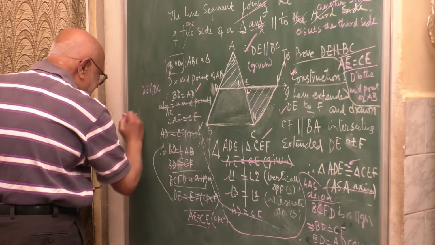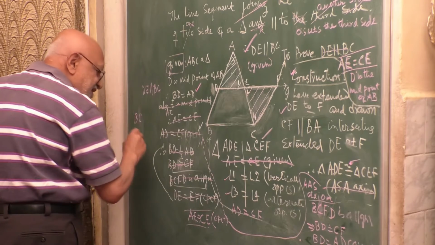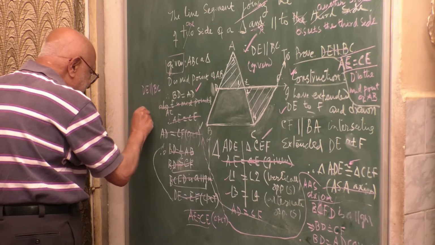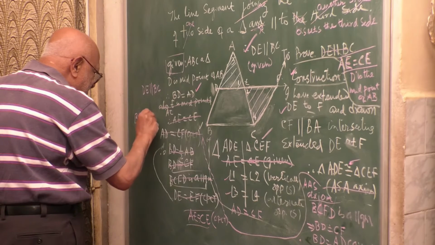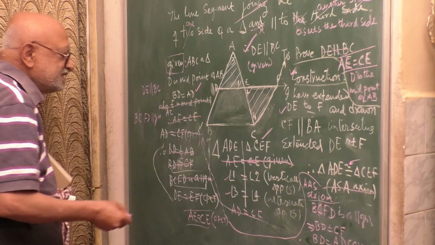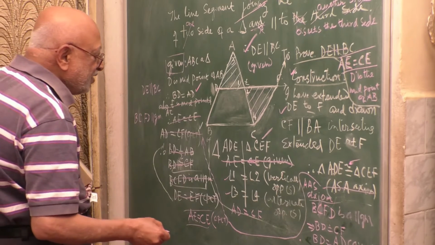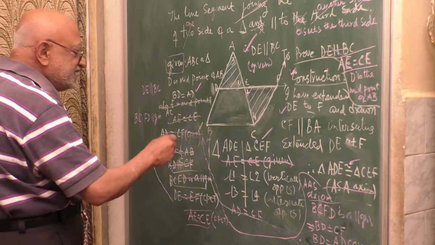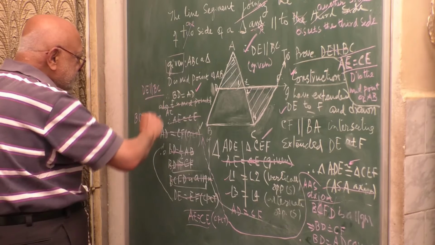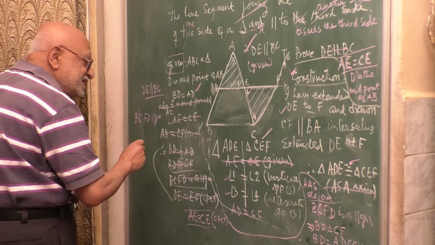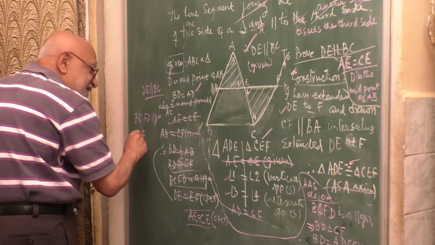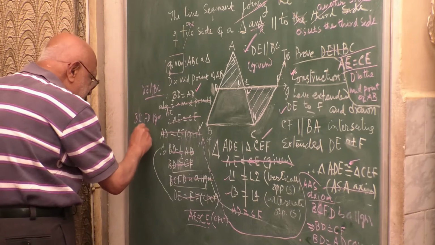BCFD is a parallelogram. Why? Again let us repeat this. Because it is given DE is parallel to BC. So that means DF is parallel to BC.